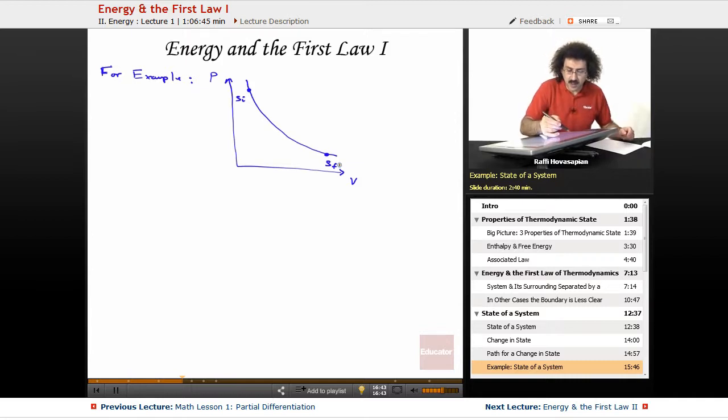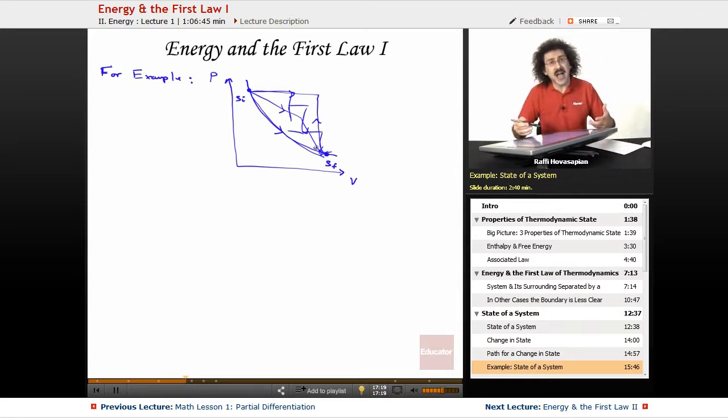The path in going from initial state to final state, I can do this many ways. I can go that way and then this way. I can go this way and that way. I can actually follow the isotherm. I can go this way. Let me put little arrows like this. I can go all kinds of ways. I mean, if I want, I can go this way and back up and that way and that way, and then finally end up here. So there are different paths that I can actually take in going from initial state to final state.